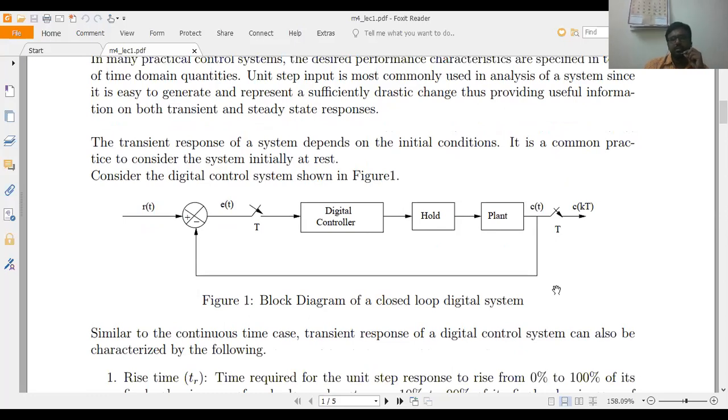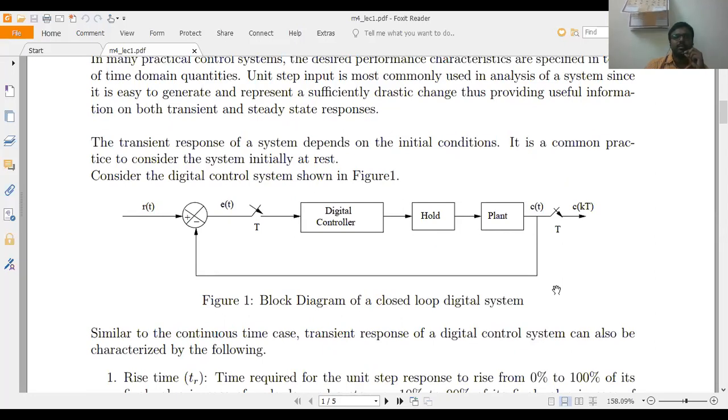Okay. So this is the analysis regarding the block diagram representation of a digital system. What type of digital system? It is a closed loop digital system, and how R of t is converted into C of t, and again C of t is converted into C of kT.